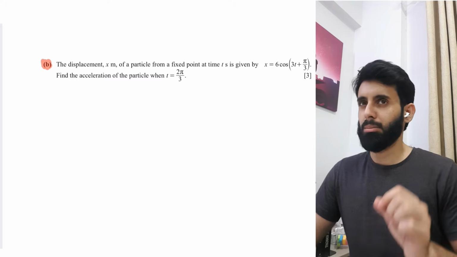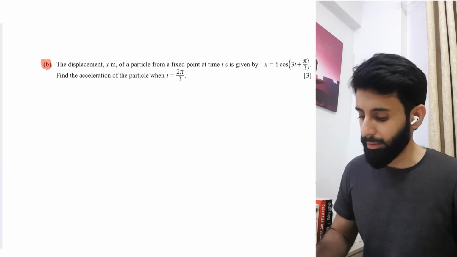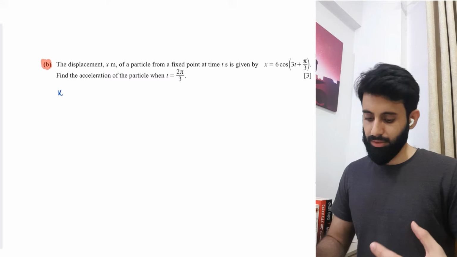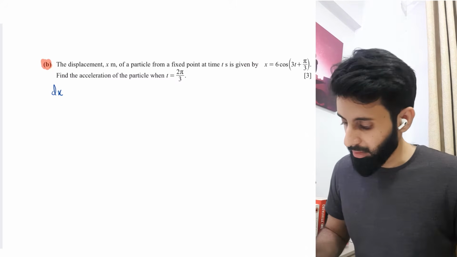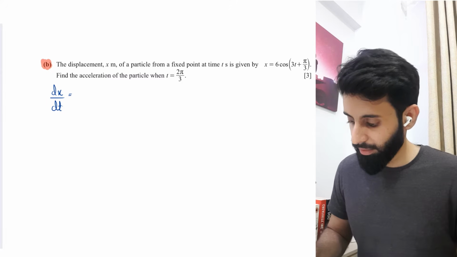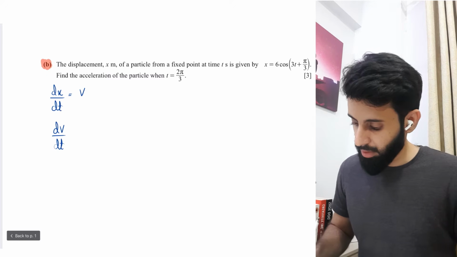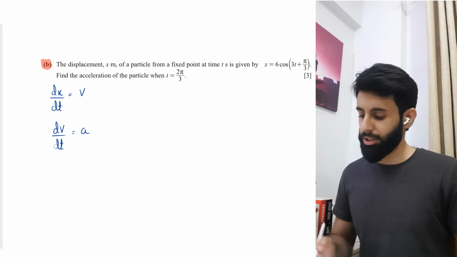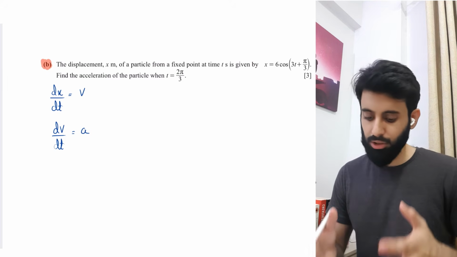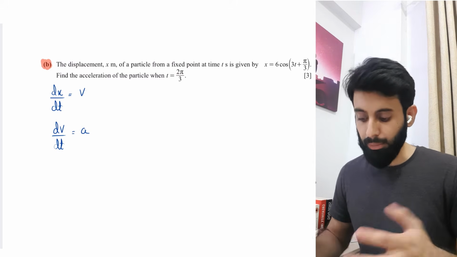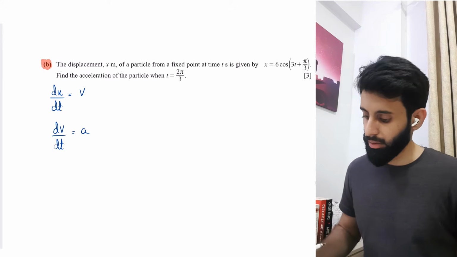Okay, so let's take a step back. You're given the displacement. You want to find the acceleration. So how exactly do you use the displacement to get acceleration? Well, you don't get it instantly, but there is a 2-step process. You first differentiate x with respect to time to get velocity, and then you differentiate velocity again with respect to time to get acceleration. Once you have your acceleration, you're going to plug in the value of t in the function of acceleration, and you're going to work out your acceleration.